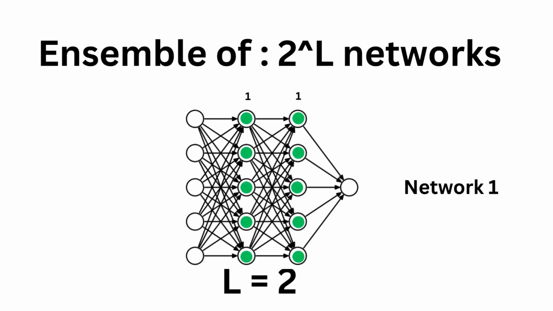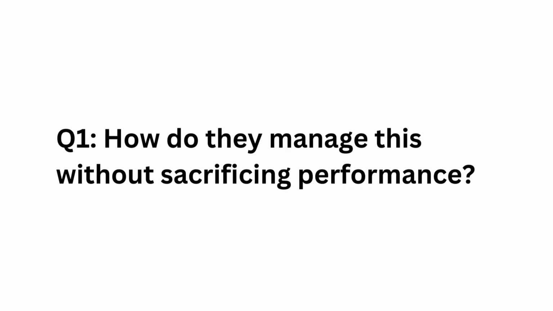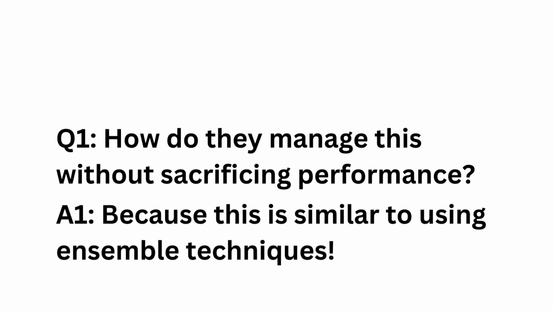So network 1 could be the one where everything is on, like a regular constant depth network. Network 2 can be the one where the first hidden layer is knocked out. Network 3 is when the last hidden layer is knocked out, and network 4 is when all hidden layers are knocked out and we're just passing the input to the output. Therefore, the full training ensemble will look something like this, with the 4 networks contributing to the final output of the training network. As you can see here, each of these 4 networks has a different depth. Therefore, for the question of how they manage training a small network and using a large network during testing without sacrificing performance: stochastic depth is similar to using ensemble techniques, which are usually the best for neural networks, as we've seen in the ResNet paper.